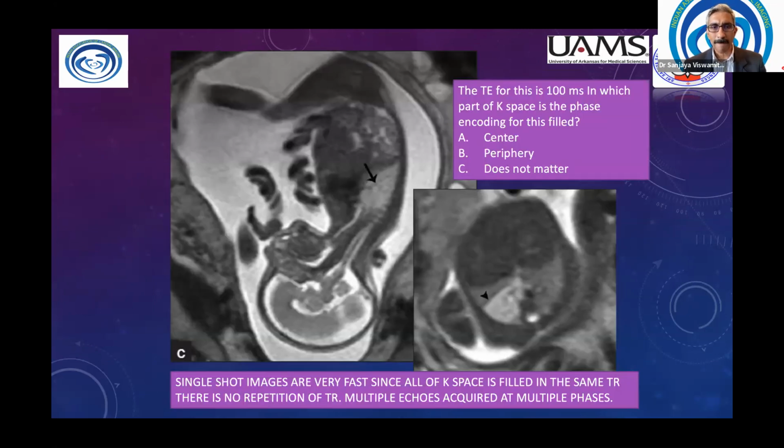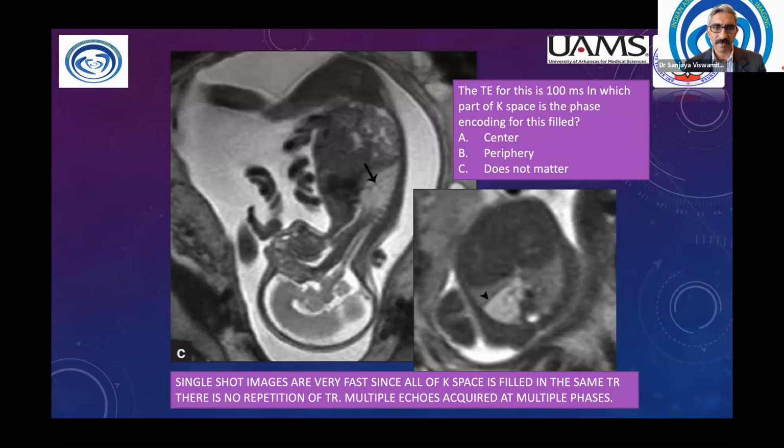When do we use it? A nice example is when the patient can't hold still. So here you have an example of a fetus where you are using the single shot technique to get a very fast sequence, maybe just about 1 second to acquire this image. And you can see that it is extremely sharp and well delineated without any motion on this particular image.